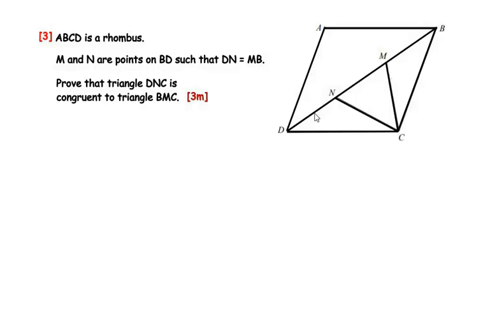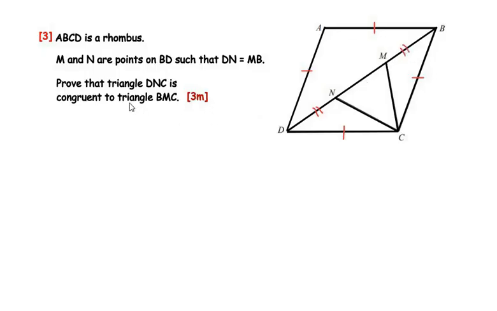Now here it is given that ABCD is a rhombus. We know that the length of all the sides of a rhombus are equal. So AB will be equal to BC, will be equal to CD, will be equal to AD. And here it is given that M and N are points on BD such that the length DN is equal to length BM or MB.